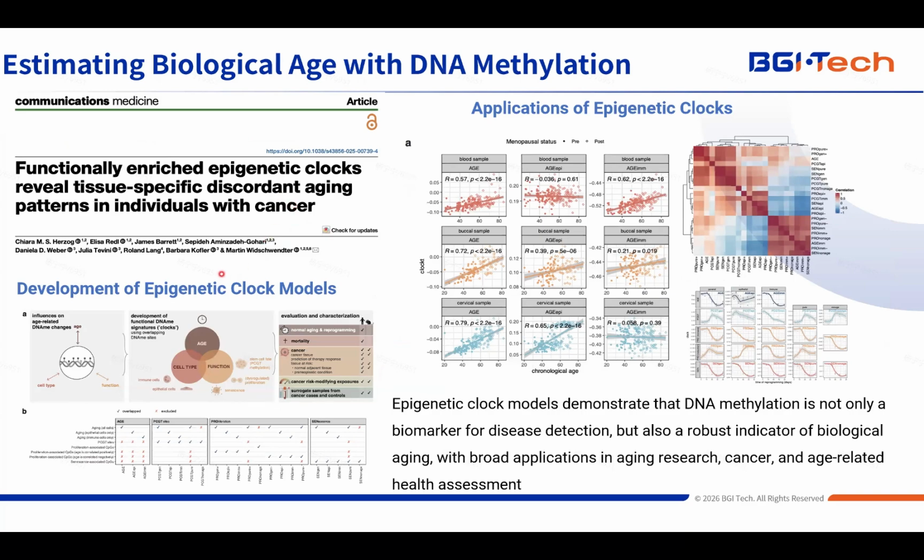The first figure illustrates how epigenetic clock models are developed by integrating age-associated demethylation signatures with cell type and function-specific methylation patterns. The second figure demonstrates that these epigenetic clocks can accurately predict biological age and have broad applications in aging research and cancer studies and the evaluation of age-related biological processes.